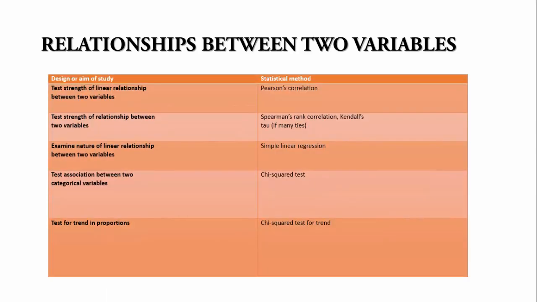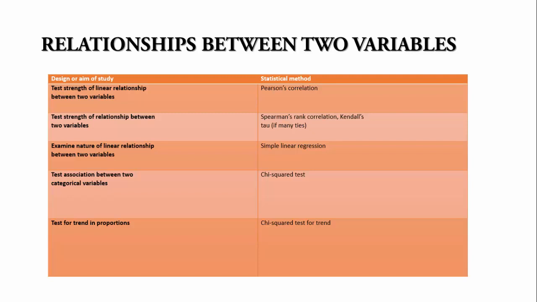If we want to look at the relationships between two variables, and you design a test whereby you want to test the strength of the linear relationship between two variables, the assumption is the data has to be continuous and at least one has a normal distribution, and the appropriate statistical method to be used in this is the Pearson correlation. If you want to test the strength of a relationship between two variables, it's different. The appropriate statistical method to be used is the Spearman rank correlation, and the data assumption is that the data should be ordinal.